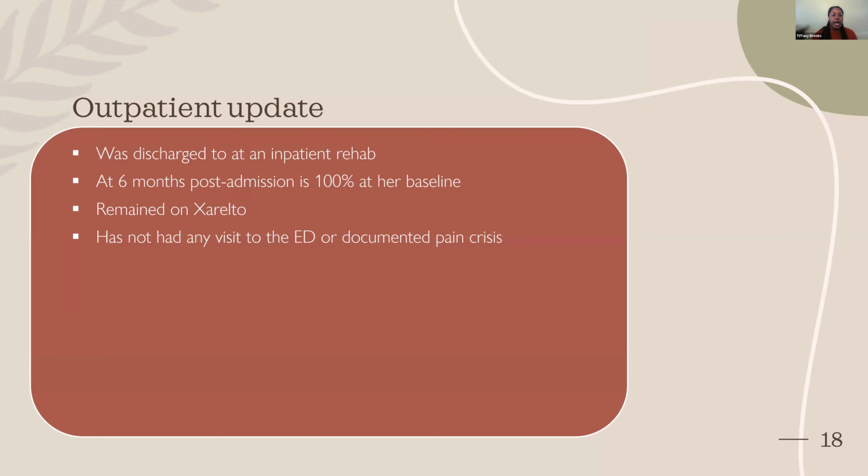So in regards to outpatient, she was discharged to inpatient rehab. She had a very brief stay there. And now about 6 months later, she's 100% at her baseline. I believe she is now in either pre-K or in kindergarten, and parents attest that she's doing well. She's not had any further pain crises or visits to the emergency room.